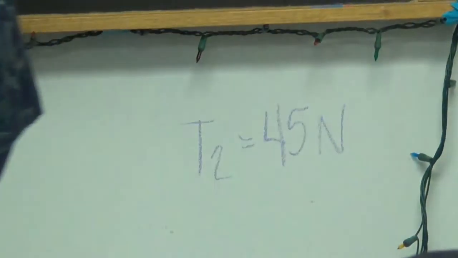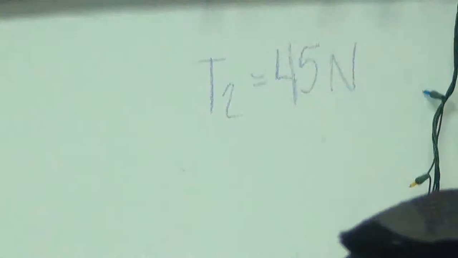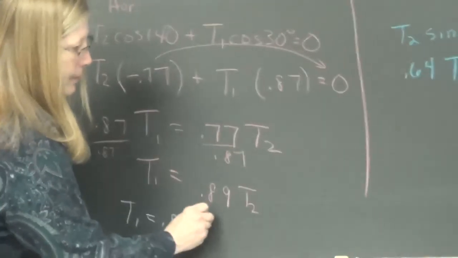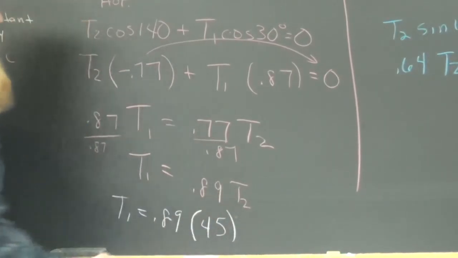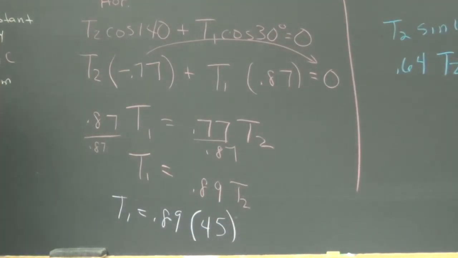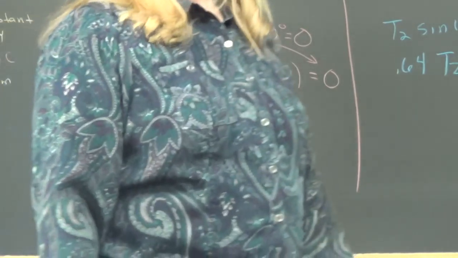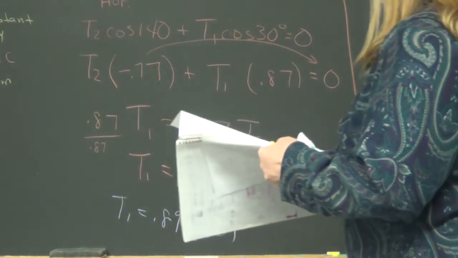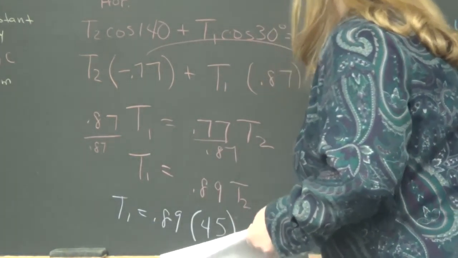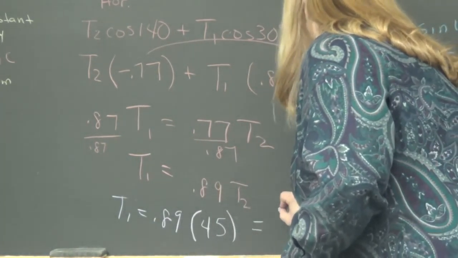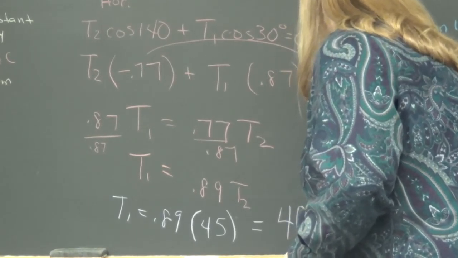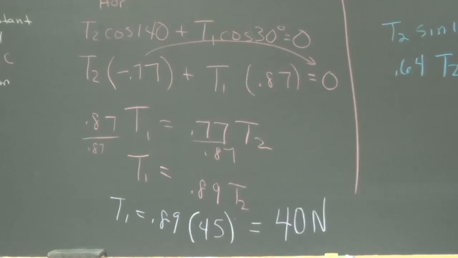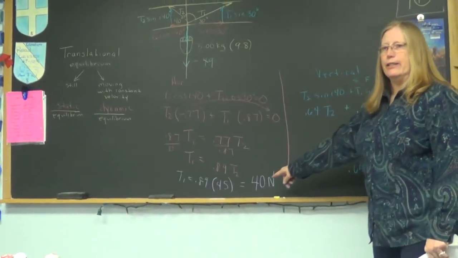So let's go back over here, where we know T1 is going to be 0.89 times 45. So I guess it wasn't the grand finale. This is the grand finale. So I got it. Oh, you got it, Alex? Okay. It equals 40.05. I'll say 40. So 40 newtons and 45 newtons.